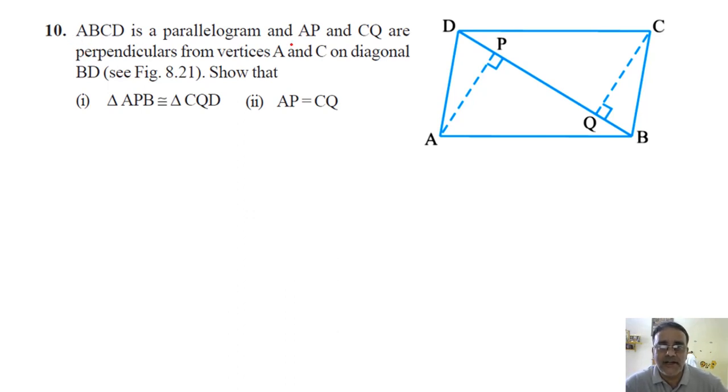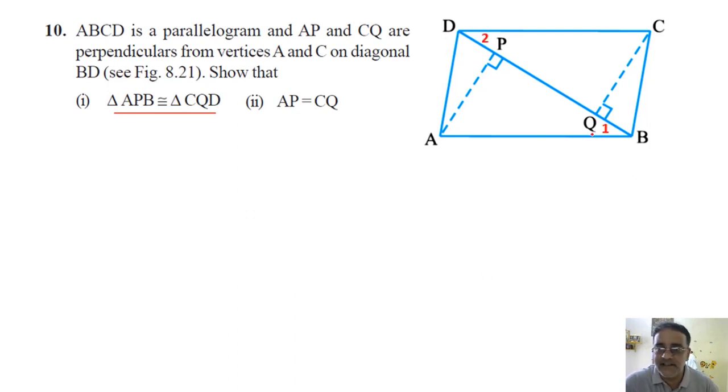ABCD is a parallelogram. AP and CQ are perpendiculars from vertices A and C on the diagonal BD. We have to show that these two triangles, APB and CQD, are congruent. So we'll start with that.